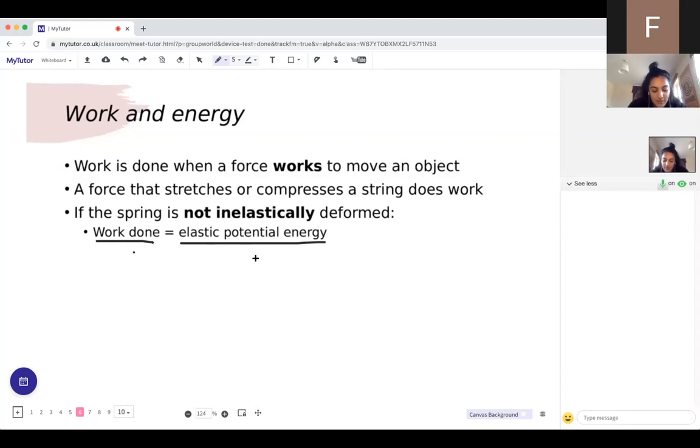Do different springs have different limits of proportionality? Yes, that's a really good question. Yes, different springs have different limits of proportionality. It depends on the material that they're made out of.